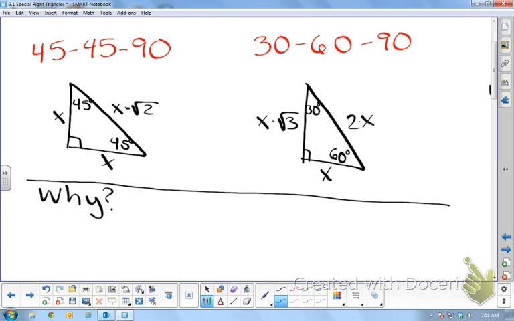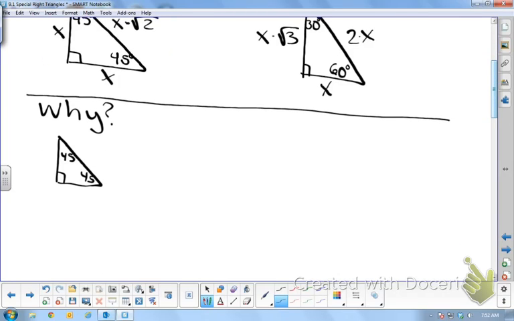The easiest one to show the why on is the 45, 45, 90 triangle. If I have my 45, 45, 90 triangle, we're going to figure out why this formula works. Why did we use those particular numbers? Why square root of 2? Why not square root 5? So looking at my 45, 45, 90 triangle.